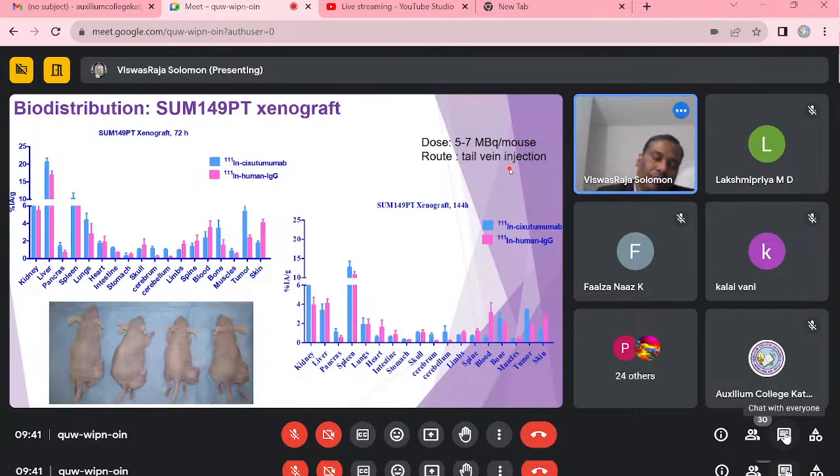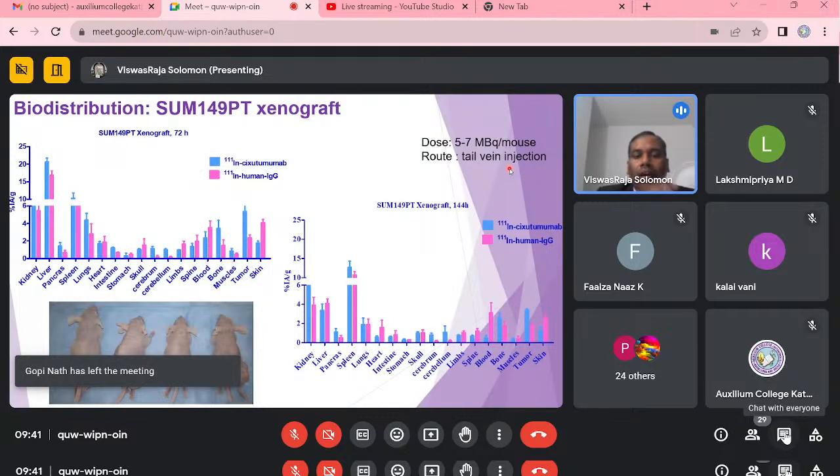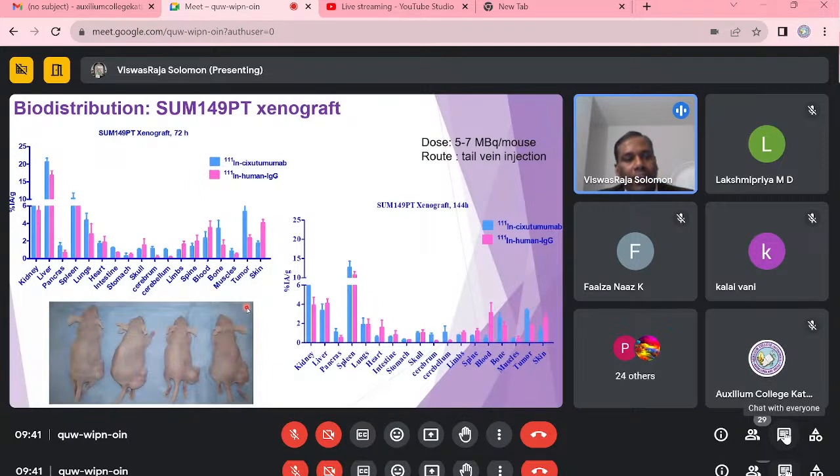Once the tracer was injected into the mice, after some time, for this study after 72 hours, we collected several organs. Again, with the help of the gamma counter, we measured the amount of activity in various tissues, and we plotted the graphs with the help of GraphPad Prism.